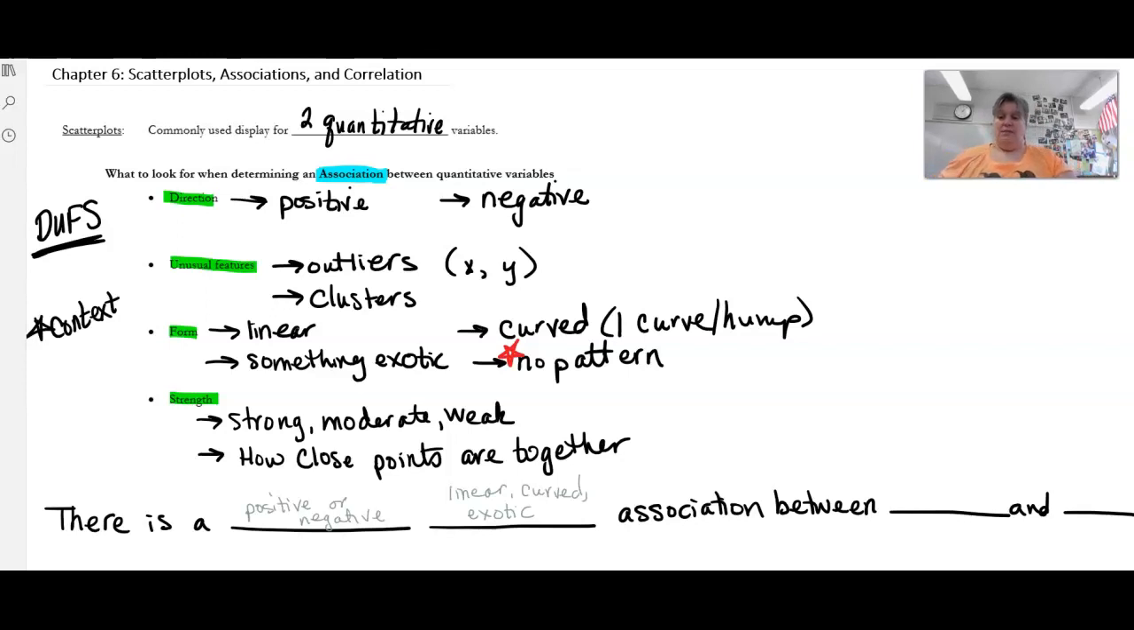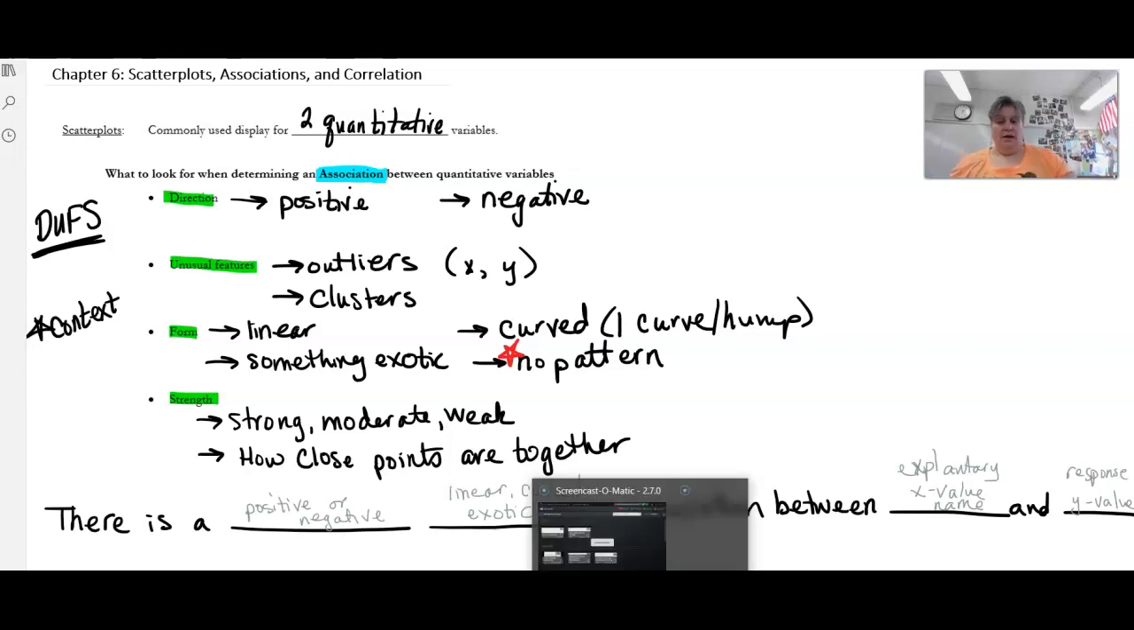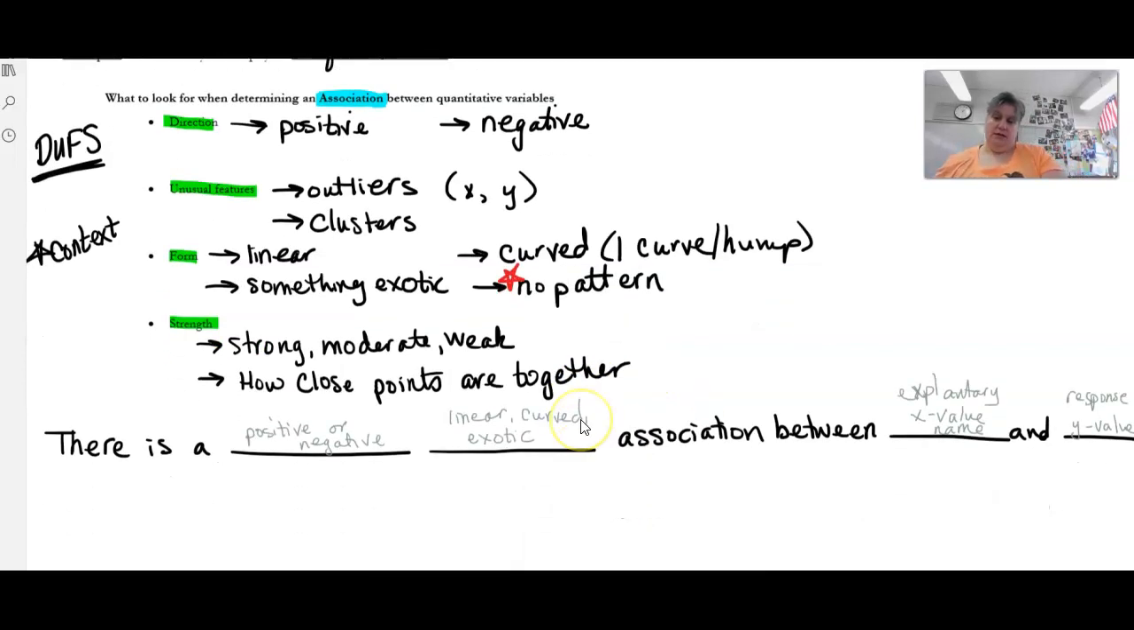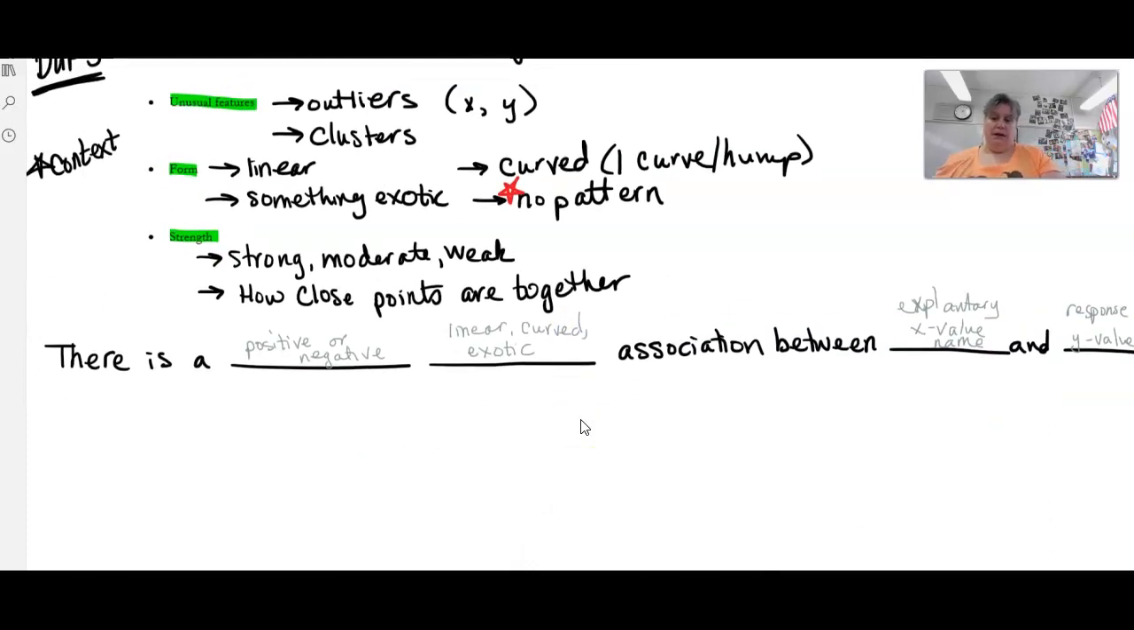Okay, so there is a positive or negative linear, curved, or exotic association between, and here what you're going to put in is your X value name, and this is your explanatory. Remember, explanatory has an X, and this is your Y value, which is the response. Okay. Let's see what else we can say. There is a positive linear association between height and arm span.